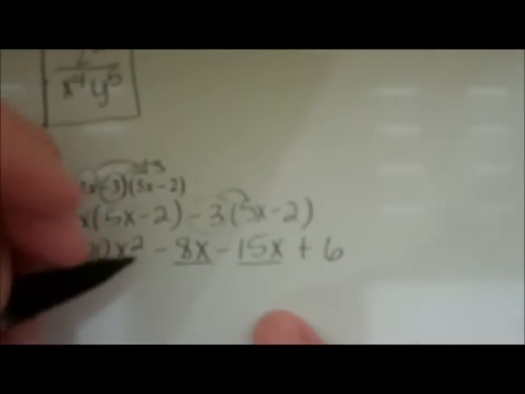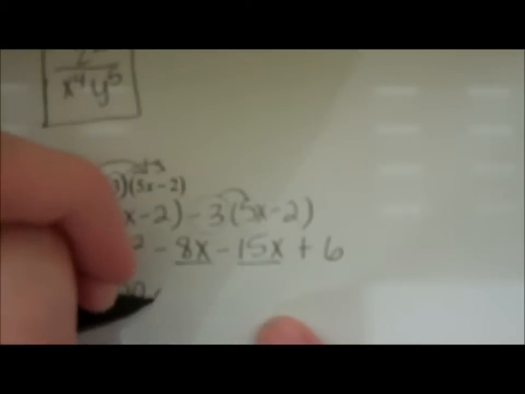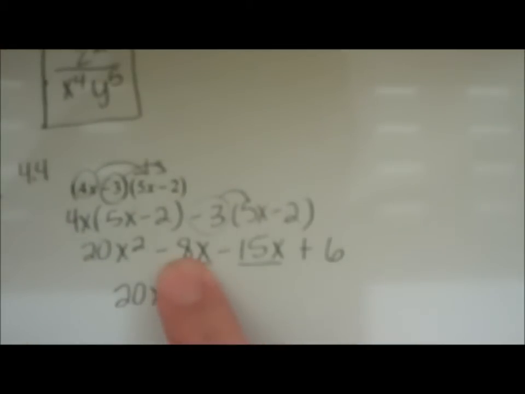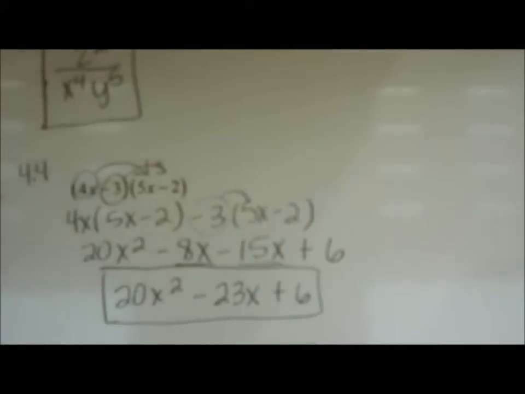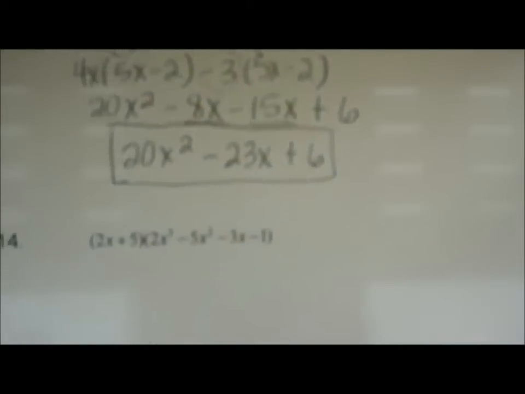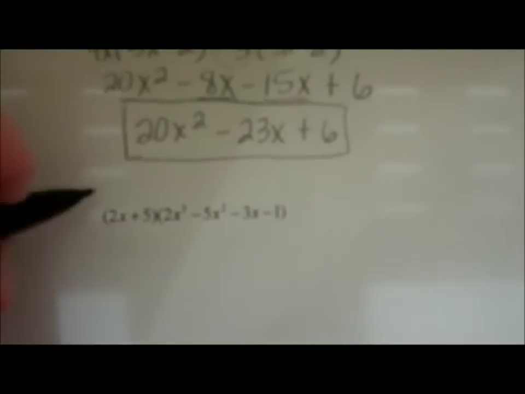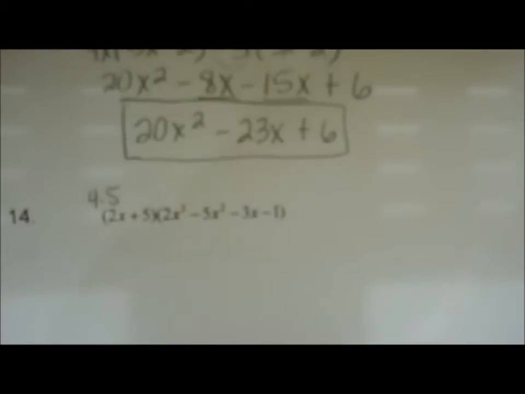I'm going to combine like terms, these two in the middle. When I do that, I get 20x squared. Negative 8x and negative 15x gives us negative 23x with positive 6 left. Okay, number 14, that comes from section 4.5.